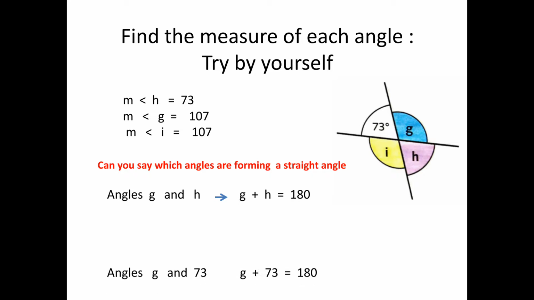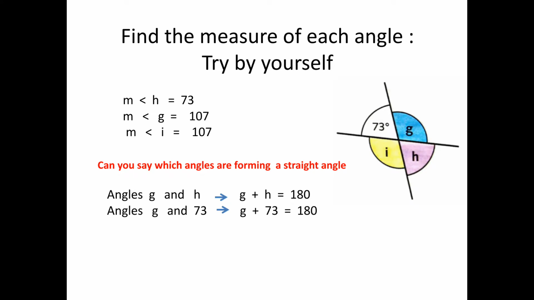What else? Excellent. G and the 73. Look at angle G and angle 73. Both of them are next to each other and they are on the same line, so both of them give 180 because they are forming a straight angle. What else? Super. I and H. I and H are next to each other and they are on the same side of one of the lines, so they are forming a straight angle which is equal to 180.